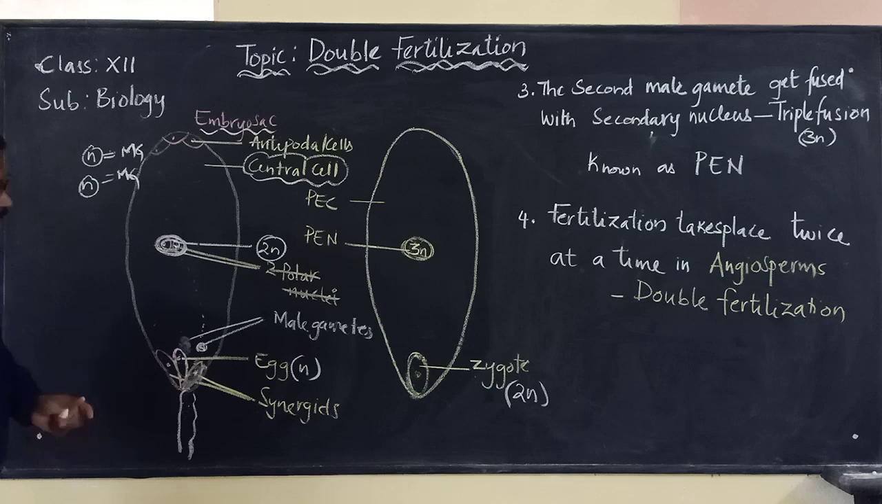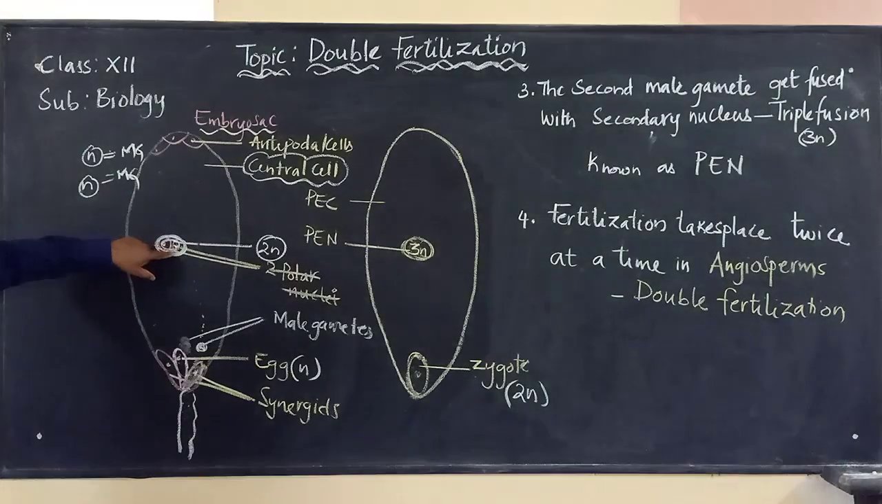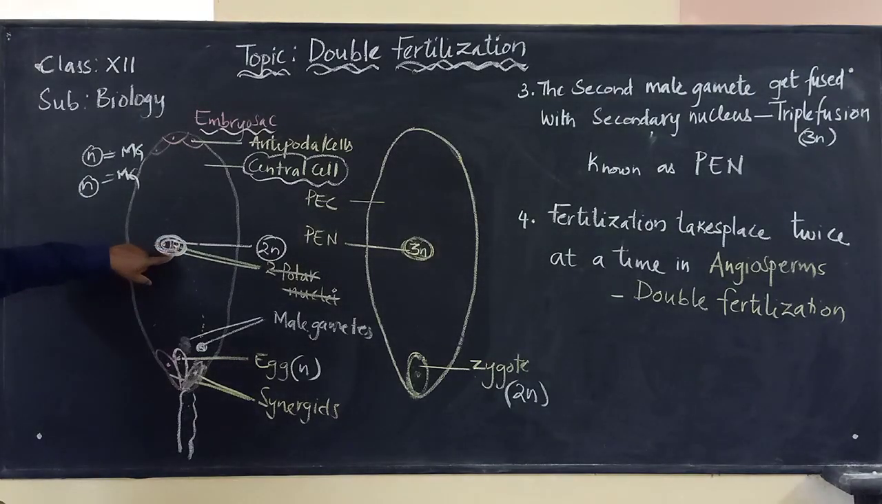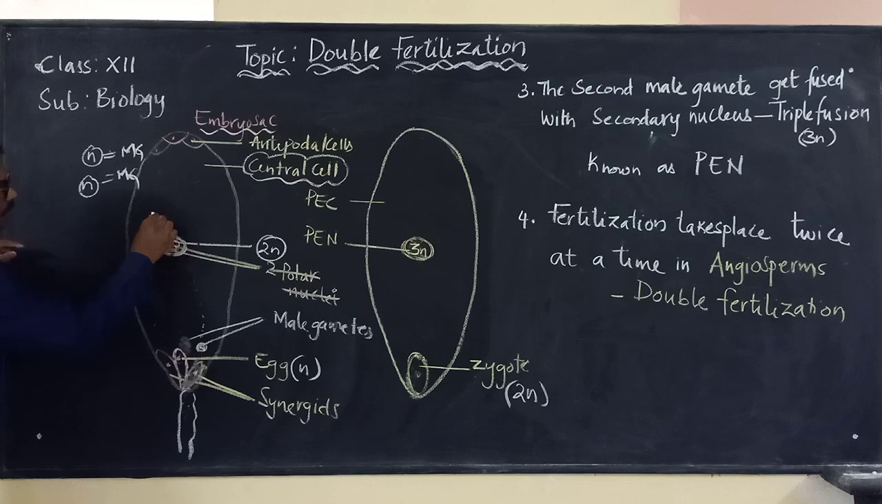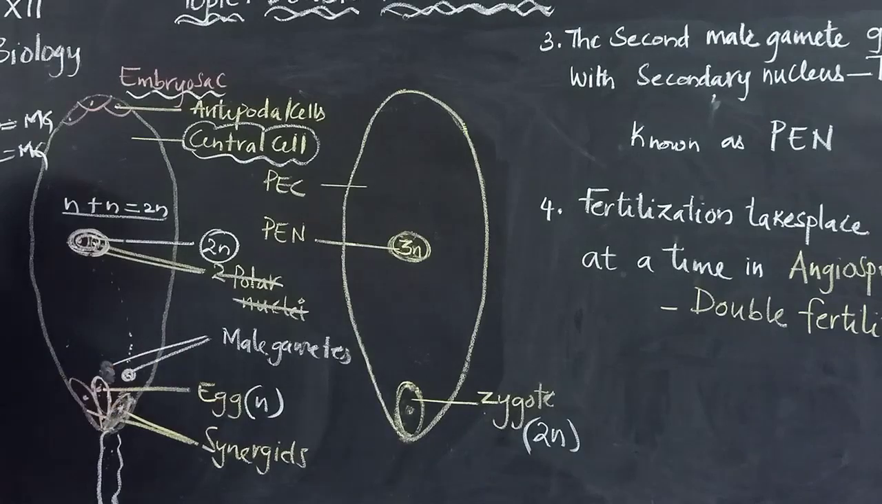So the second male gamete is slowly moving towards the second diploid nucleus. What we said, diploid nucleus, secondary nucleus, because both of them are fused together. 1n plus 1n has given rise to 2n. So this is the diploid nucleus. Another nucleus is coming, the nucleus of one of the male gametes.